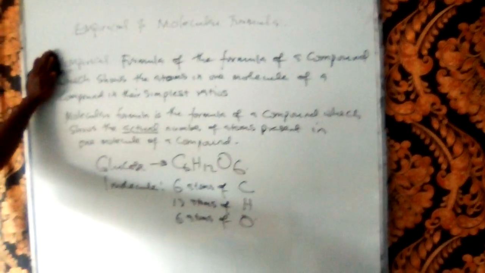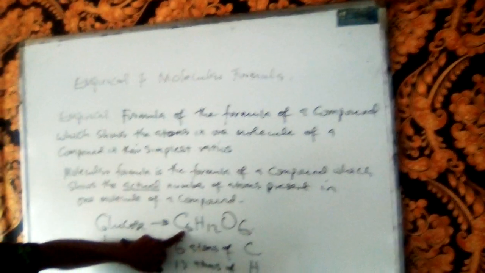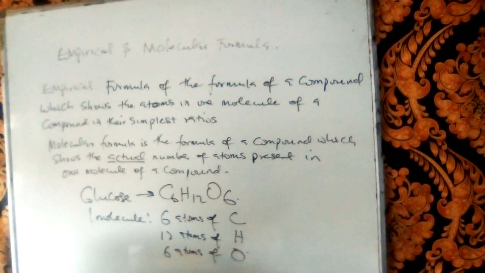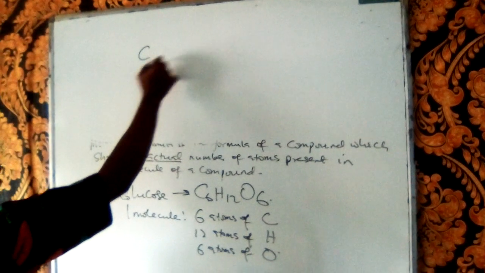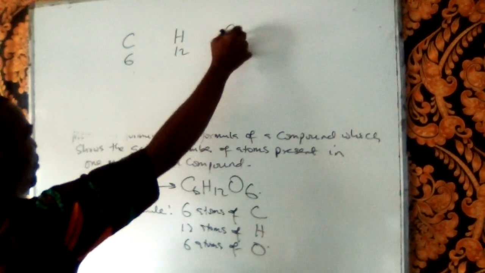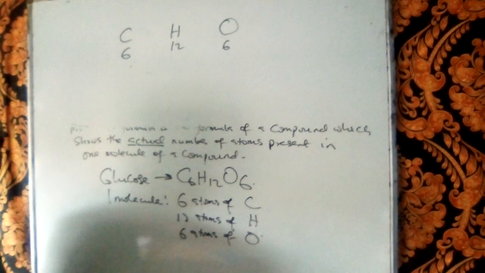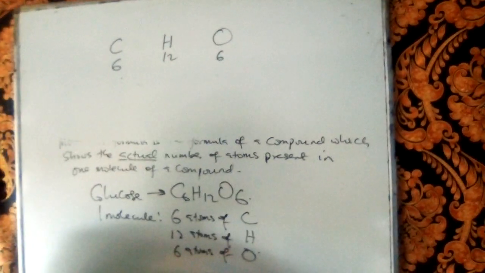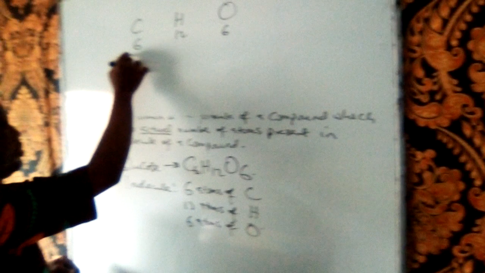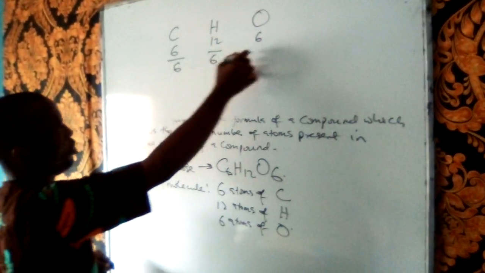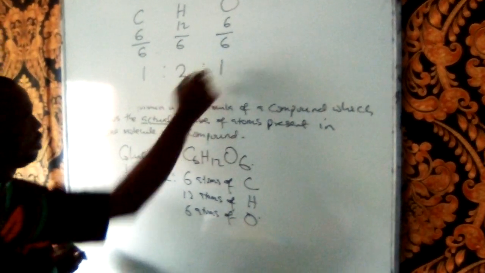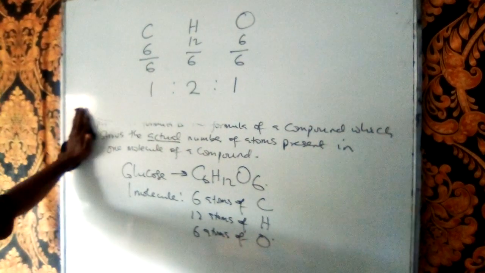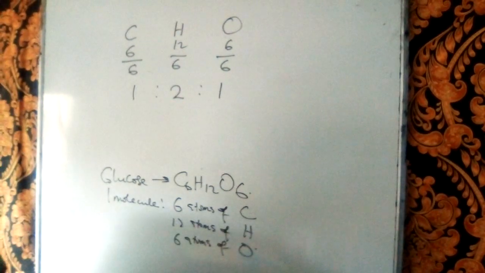Then, how do we now get the empirical formula of glucose? The empirical formula shows the atoms in their smallest ratio. What we do is, we're going to break down these numbers. Carbon is having 6, hydrogen is having 12, oxygen is having 6. Break them down to their smallest ratios. The highest common factor of 6, 12, 6 is 6. Divide them by 6 all through, we have 1 is to 2 is to 1. So we reduce these atoms to their smallest ratios, and that will give us the empirical formula of glucose.